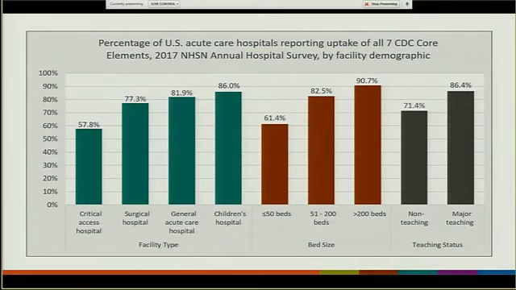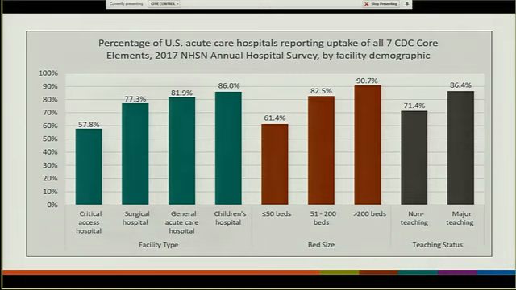When we evaluate the uptake of all 7 core elements by facility demographic, based on the 2017 data, you can see that critical access hospitals, facilities with bed size less than 50, as well as non-teaching facilities, had a lower percent of uptake of all 7 core elements compared to their counterparts: general acute care hospitals, facilities with greater than 200 beds, and major teaching hospitals.